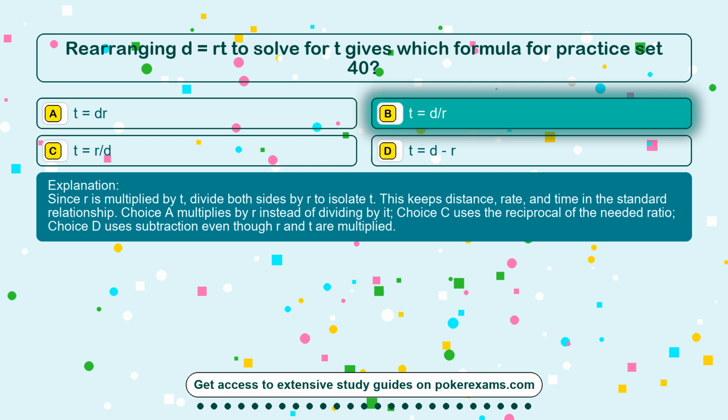Choice A multiplies by r instead of dividing by it. Choice C uses the reciprocal of the needed ratio. Choice D uses subtraction even though r and t are multiplied.